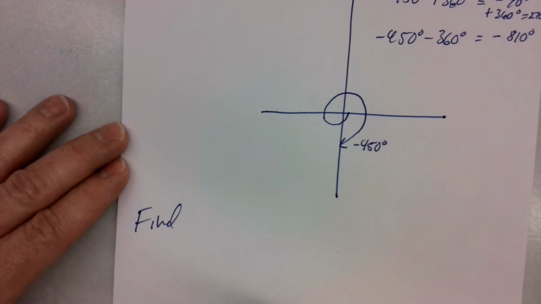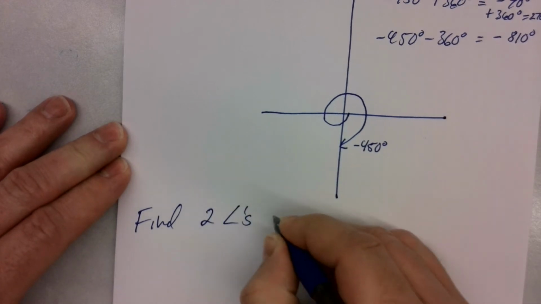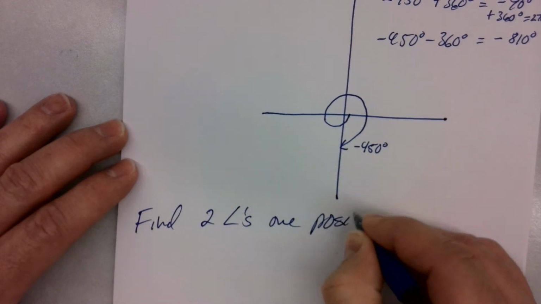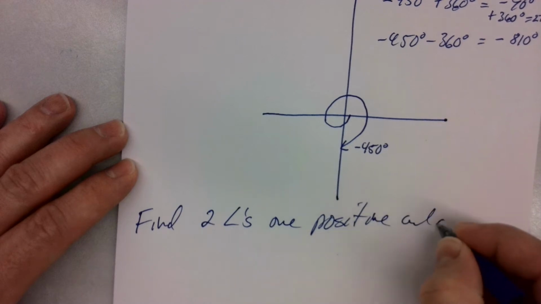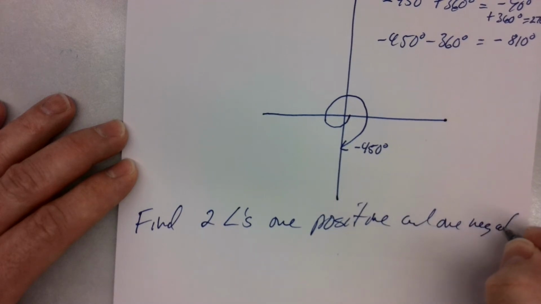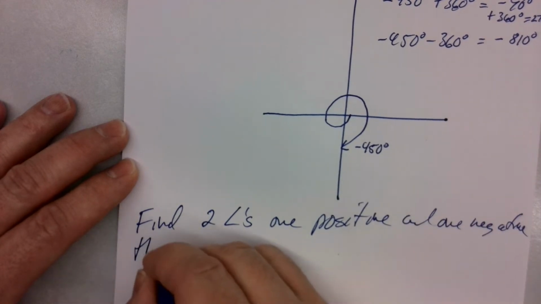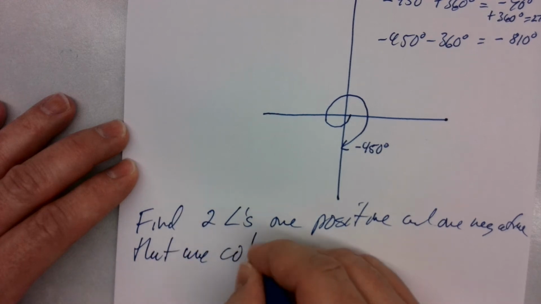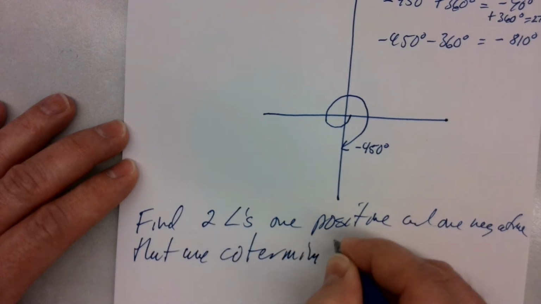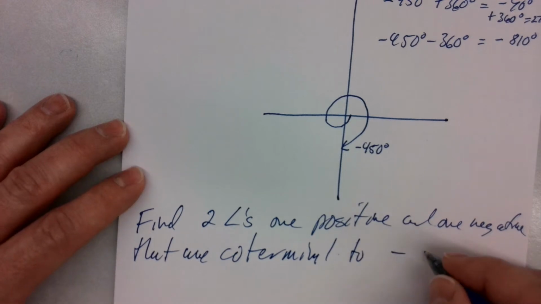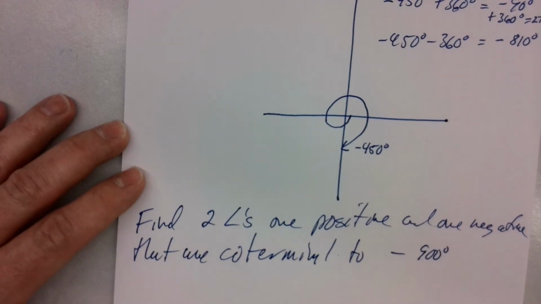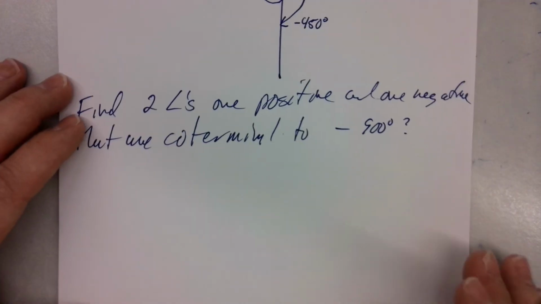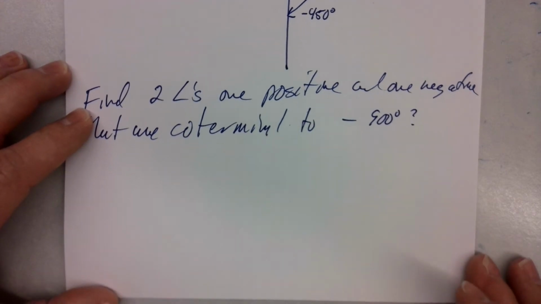Okay. So I want two angles, one positive and one negative, that are coterminal to negative 900. And I want 15 hands because I was told this is easy.